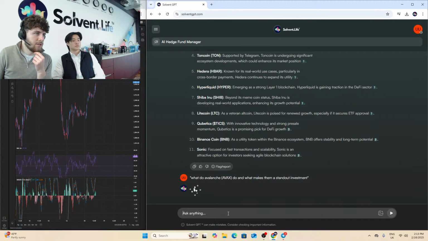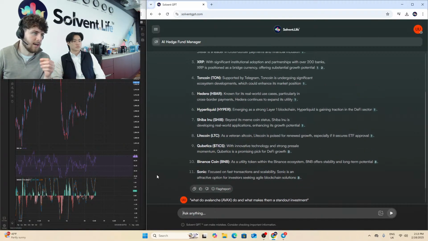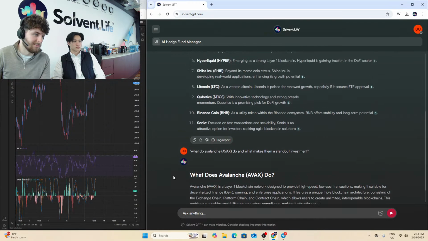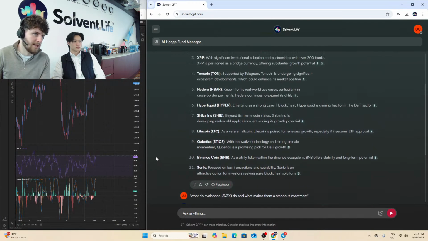Fantastic. So some other ones that we'll take a look at very quickly while this is generating. Tonguecoin, so that's the Telegram. The Telegram is made by the same company. I think it's Telegram Open Network.